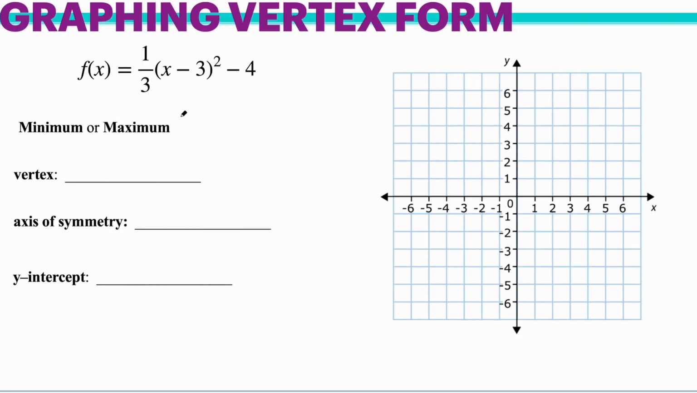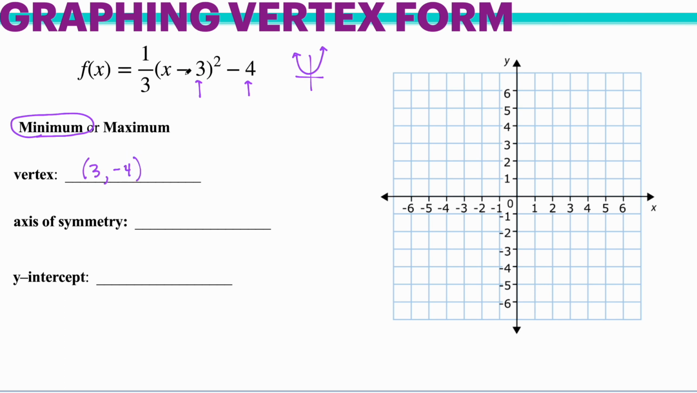So to graph in vertex form, first we are going to look at our first value that is multiplied by the parentheses, and it is positive, which means it is going to open up, so the vertex is going to be at a minimum value. And now the vertex x value is the number that is inside the parentheses, so it is 3, and the y value is the number on the outside, which is -4.